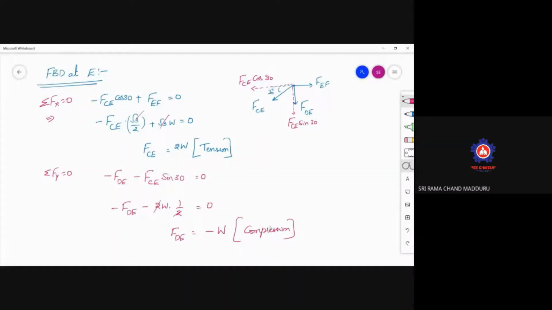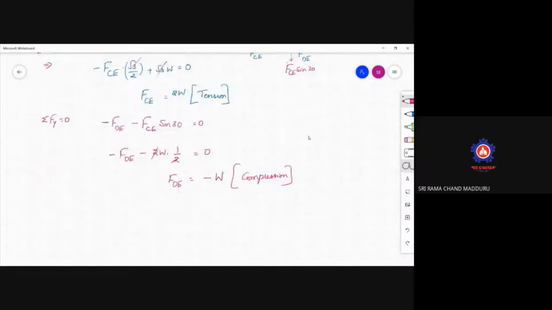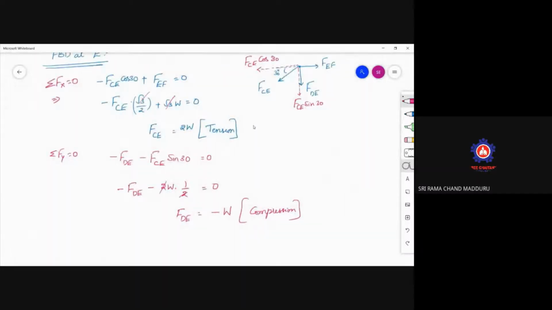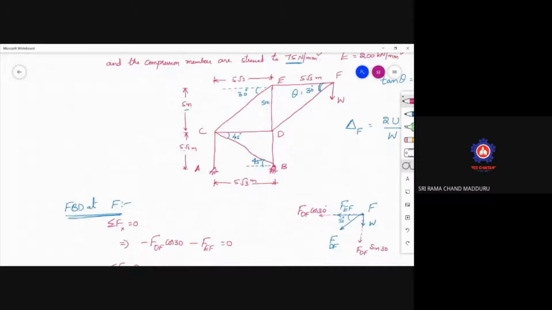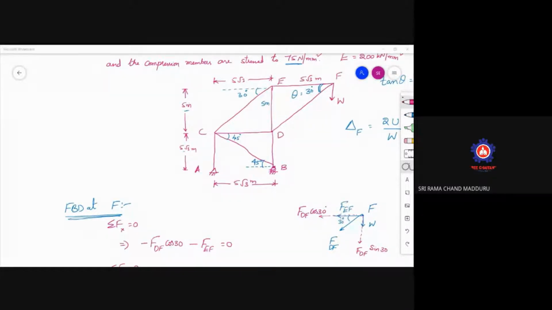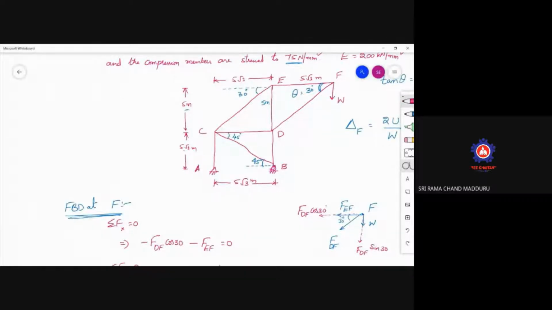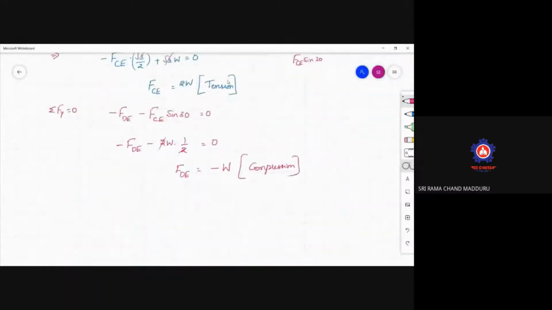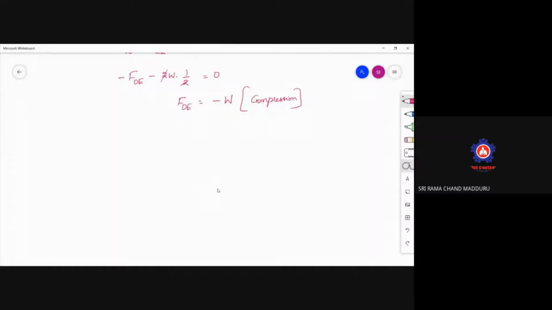Now, after completing the free body diagram at E, go for the free body diagram at D. Go to the first diagram. You can observe here that there are three members meeting. The force in DE is known, hence two unknowns are there. You can go to the free body diagram at D. So draw the free body diagram at D. So here at D, a force is there.